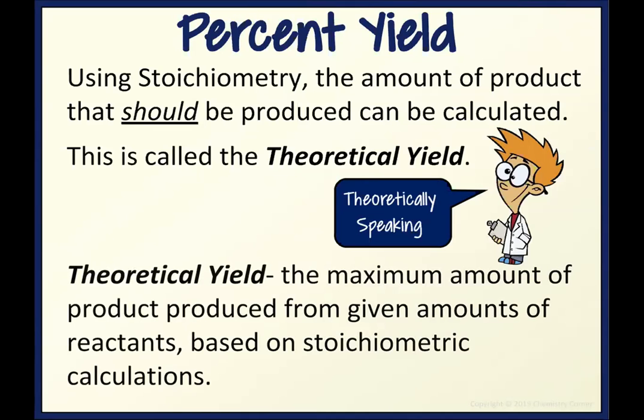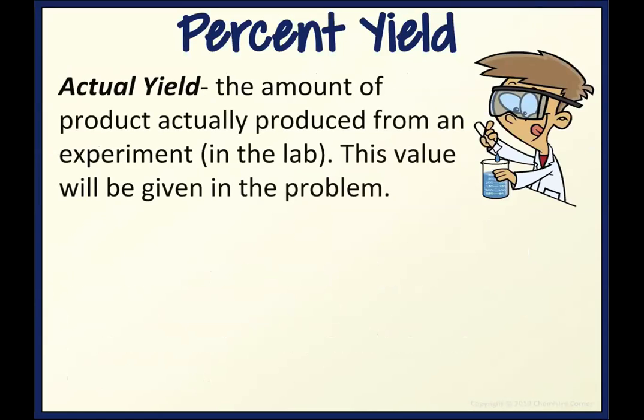Okay, but sometimes that doesn't happen. Sometimes we don't get what we should get theoretically. So the actual yield is the amount of product actually produced from an experiment in the lab. If we actually take these chemicals and do this reaction, how much do we end up with? This value will be given in the problem. Okay, they're going to tell you that value somewhere in the problem.